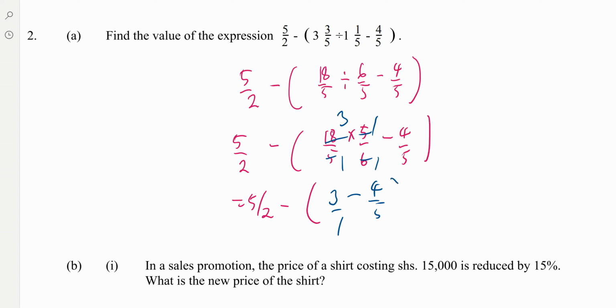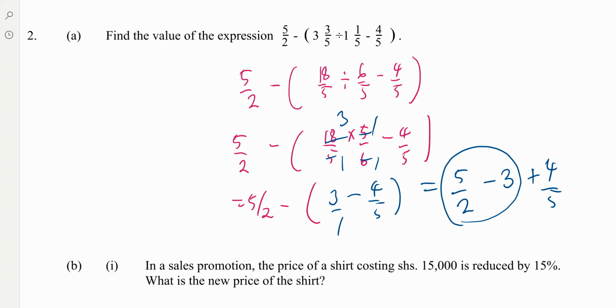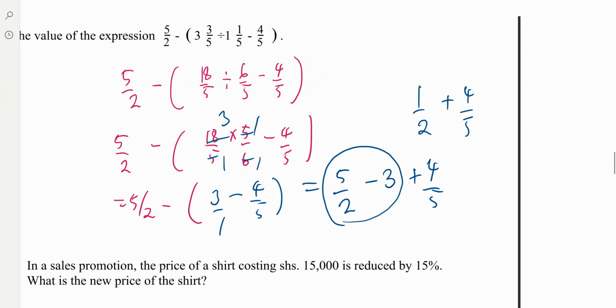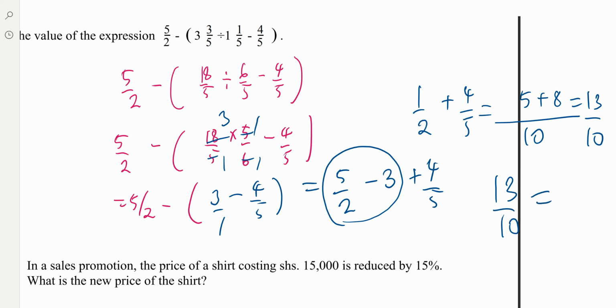Subtracting, basically you'll be having 5 over 2 minus 3 plus 4 over 5 if we open the bracket. So even with this one here, you're going to get a half plus 4 over 5. You can put this in the common denominator, which is 10. So you have 5 plus 8, it is 13 over 10. 13 over 10 being 1 and 3 over 10, dear students.